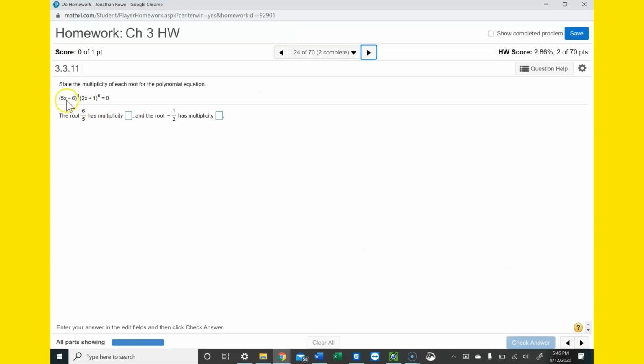This one should be simple. I'm just doing multiplicity again. This one would give me a root, if I set this equal to 0, of 6/5, and that multiplicity would be 4. This one would give me -1/2, and its multiplicity would be 6.